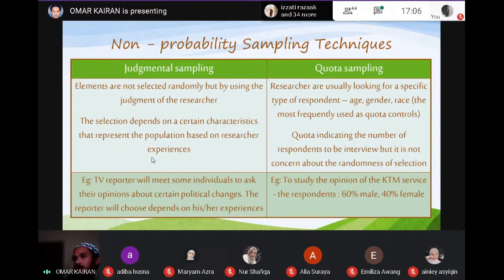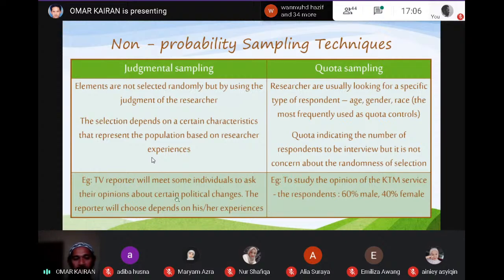Kalau awal-awal ni kita tak boleh ambil. So kita ambil yang part 6 saja. Okay. Jadi itu antara penentuan based on experience of the researcher itu sendiri. Okay. So example, TV reporter will meet some individual to ask their opinions about certain political changes. The reporter will choose depends on his or her experiences.